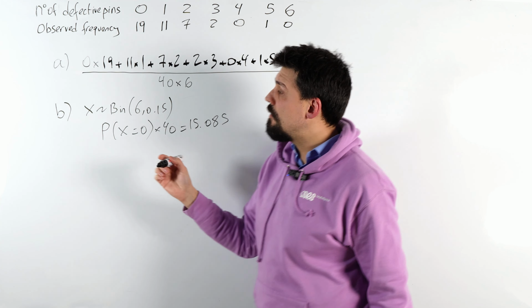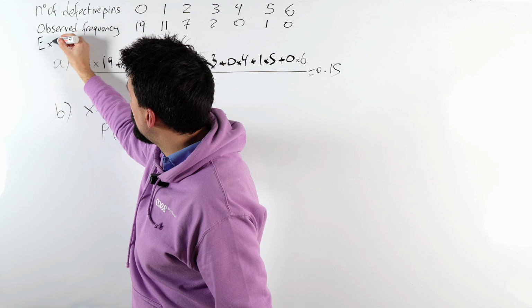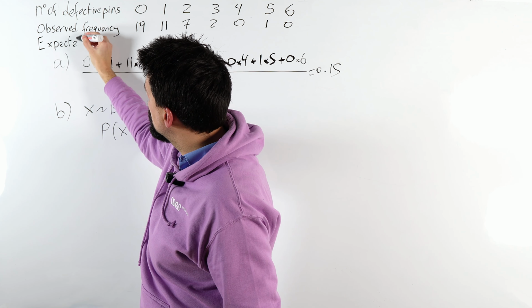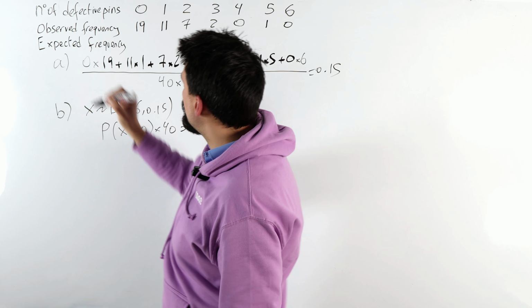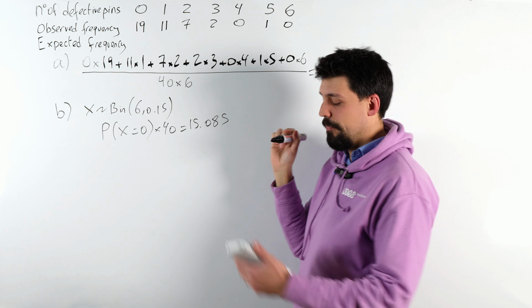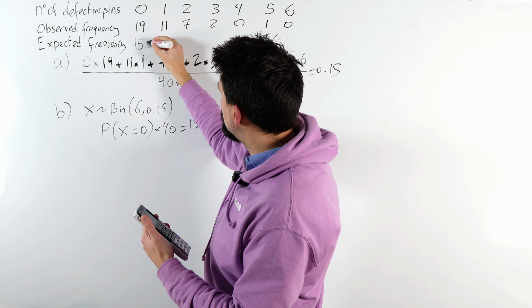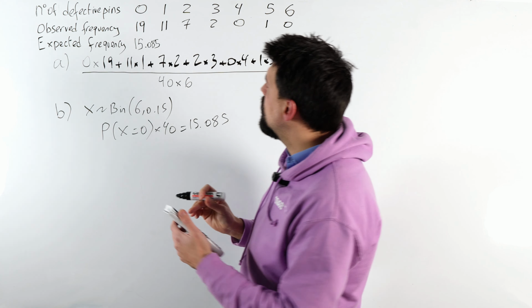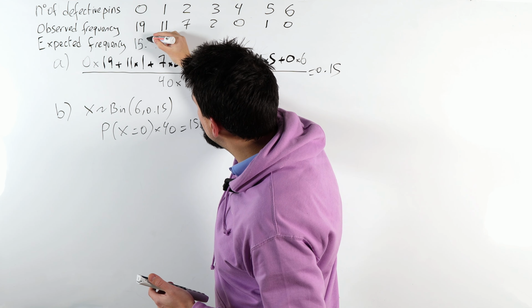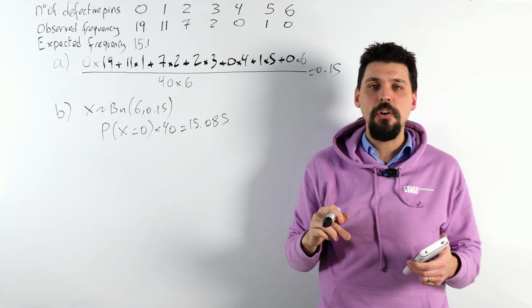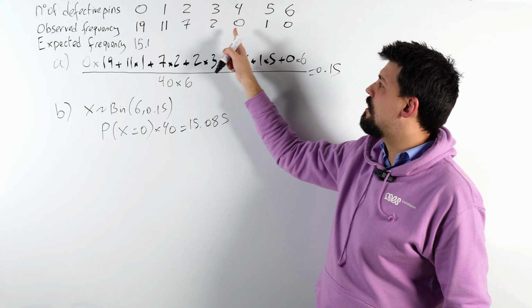15.085. And in fact, what we're going to do is create a new line in our table called the expected frequency. The expected frequency. So we would expect 15.085 with 0. In fact, let's round that to 15.1. That's probably plenty for now. I'll just keep track of the numbers in the calculator. And we can do the same exercise for all of this.